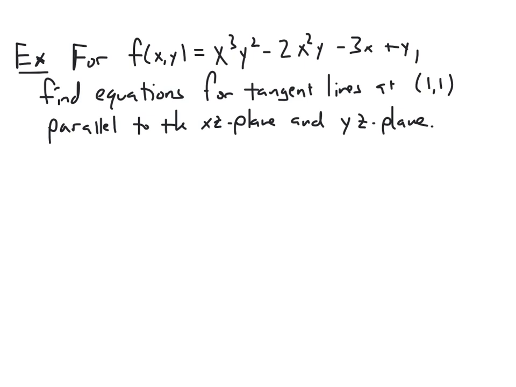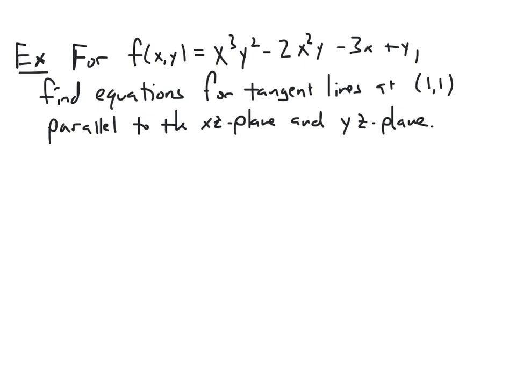So we want to find two equations of lines. Right? And so what we're going to need in order to do this is to compute the partial derivatives f sub x and f sub y at this point 1, 1. And that's going to give us the direction that these lines will be traveling at this particular point.